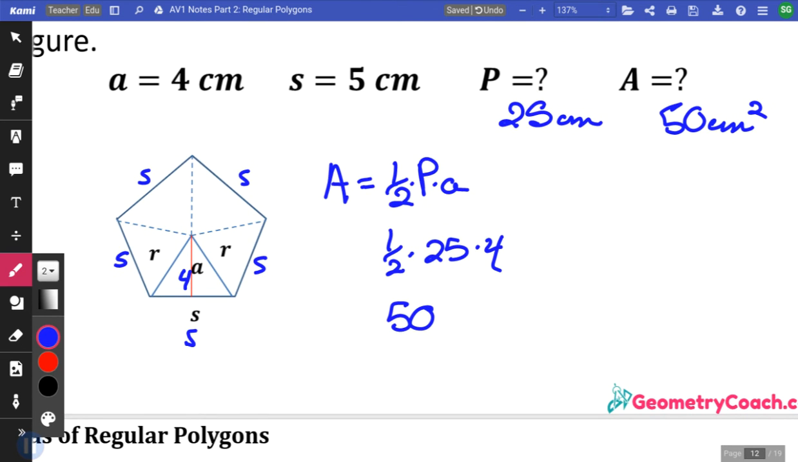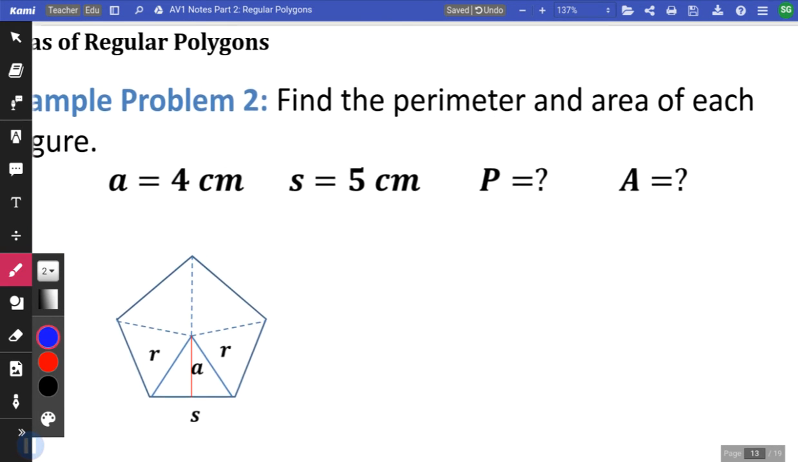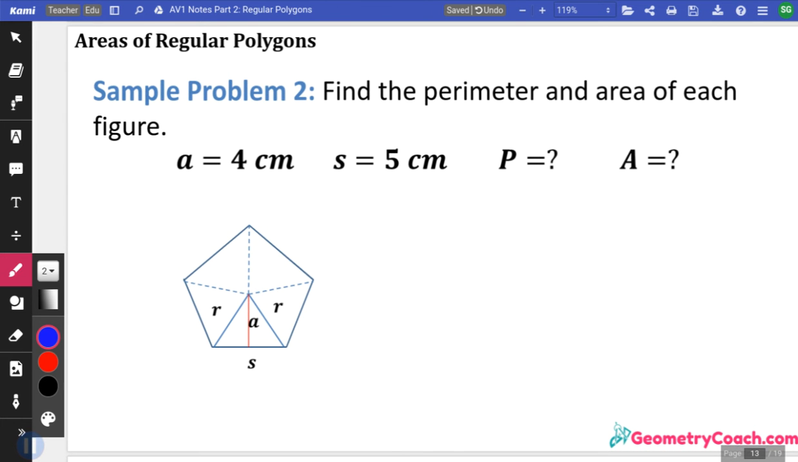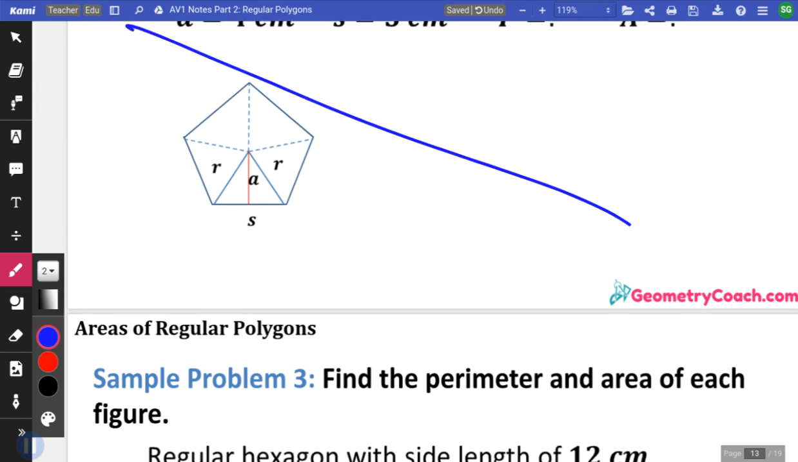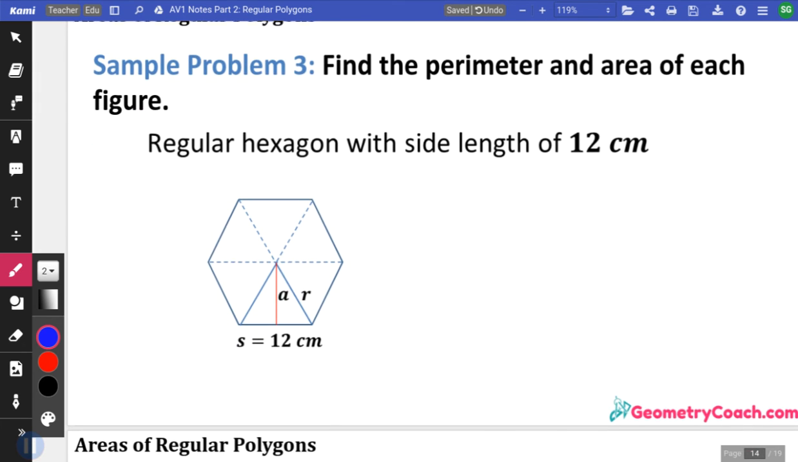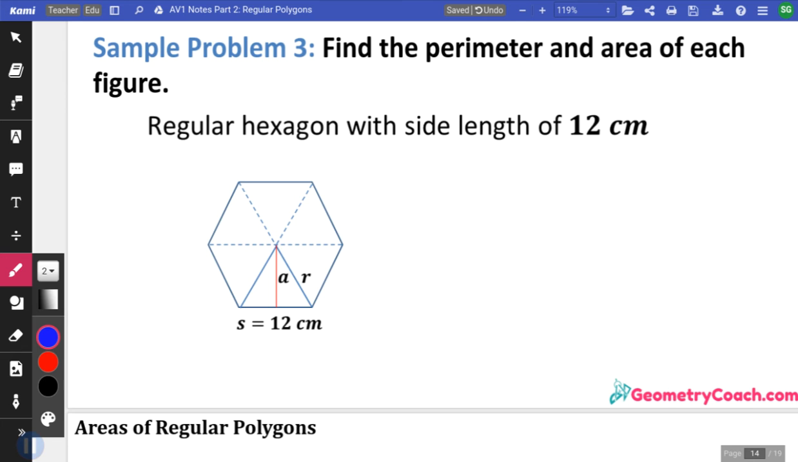The hard part comes when they don't tell you what the apothem is. Find the perimeter and the area of this figure. It's a hexagon with side length of 12. So my perimeter is going to be 72, 12 times 6. But here, that's all they gave us. They didn't give me an apothem. They didn't even give me a radius. So we need to do a little bit of work.